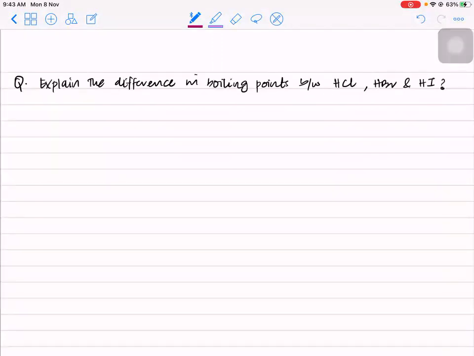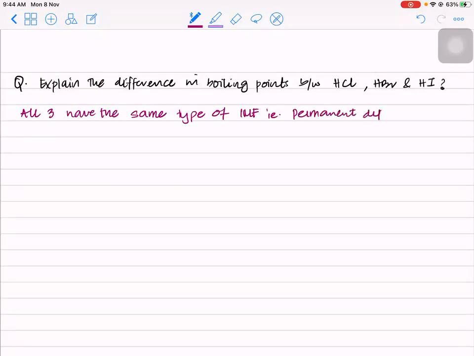HI. Why? Because it has stronger intermolecular force. Which force do they all have? They're all polar molecules. So they all have permanent dipole forces. But which one will be stronger? HI. Why? Because of more number of electrons. So all three have the same type of intermolecular force. And what is the type of intermolecular force? That is permanent dipole forces.